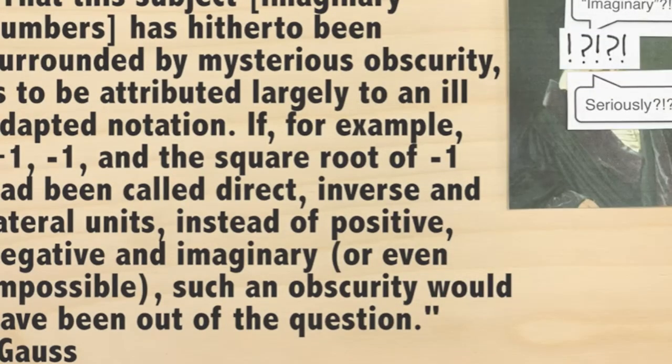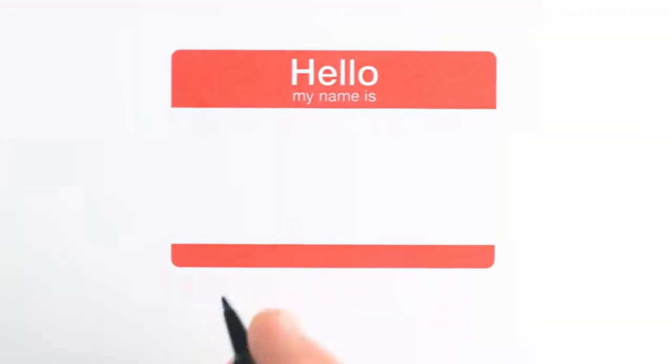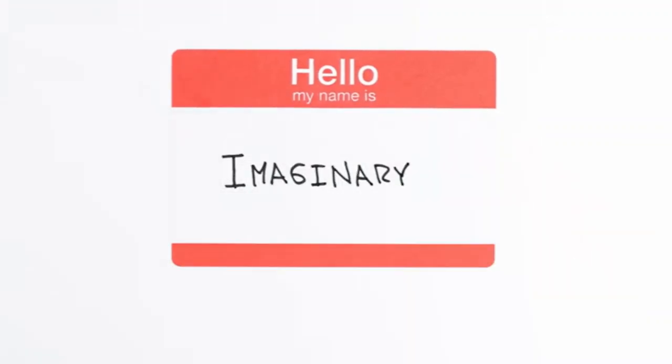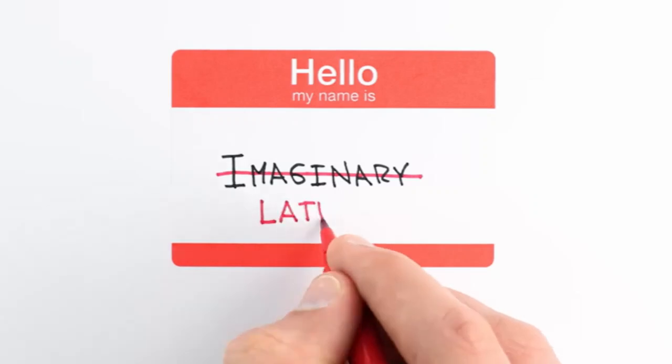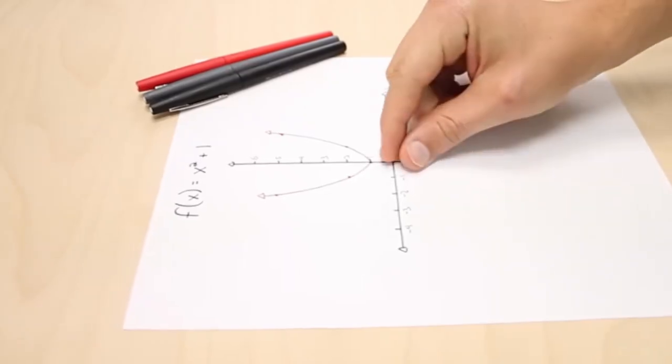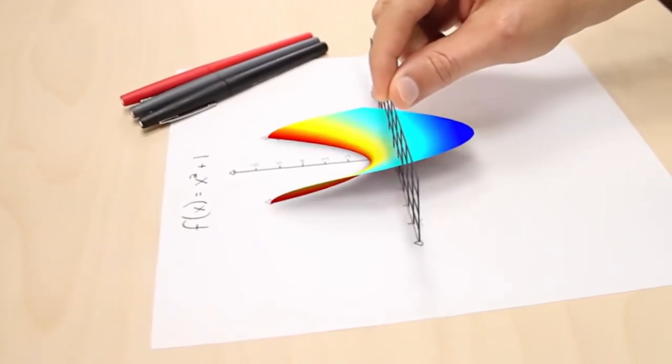So yes, our missing dimension is comprised of numbers that have been given the ridiculous name imaginary. Gauss proposed these numbers should instead be given the name lateral, so from here on, let's let lateral mean imaginary. To get a better handle on imaginary, I mean lateral numbers, and really understand what's going on here, let's spend a little more time thinking about numbers themselves.